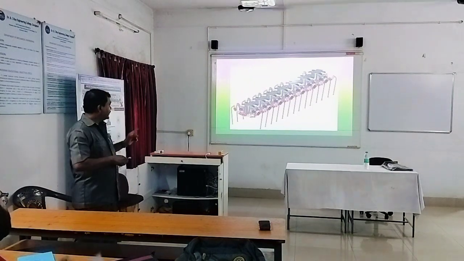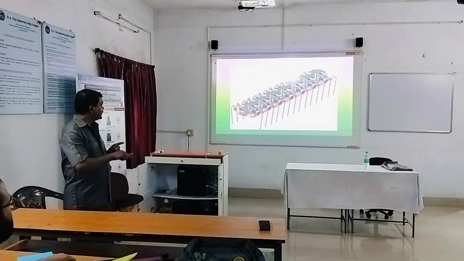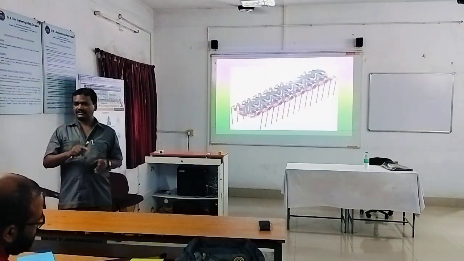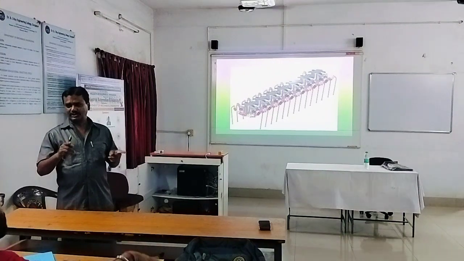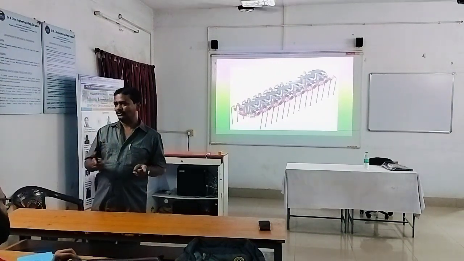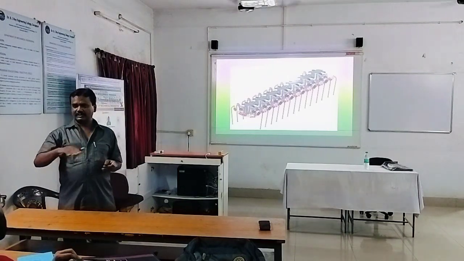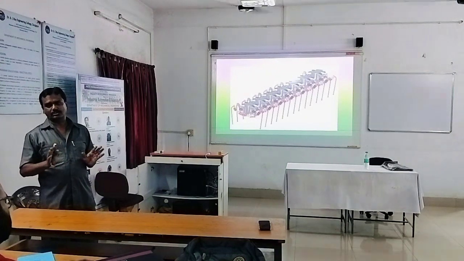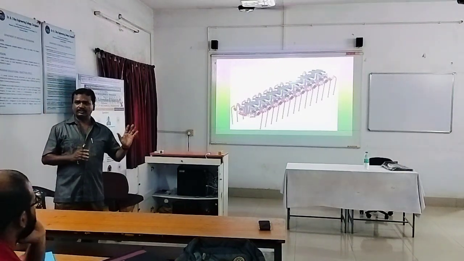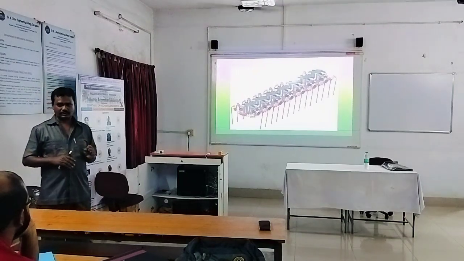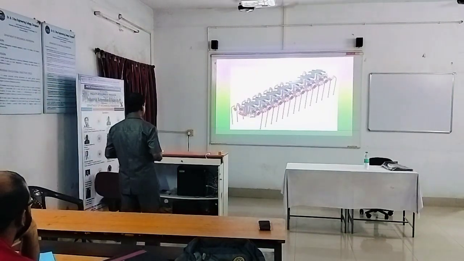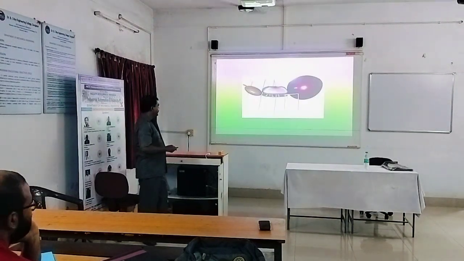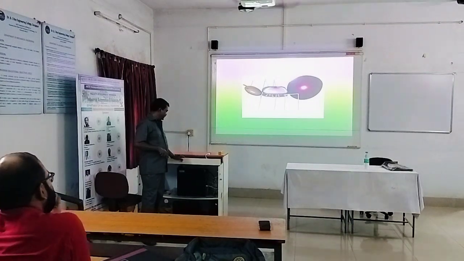But at each junction there is no actuation. That means there are 6 junctions, so these 6 joints are not controlled. 6 horizontal, 6 vertical. That means 12 joints are not controlled. Similarly, this is also planned and designed.